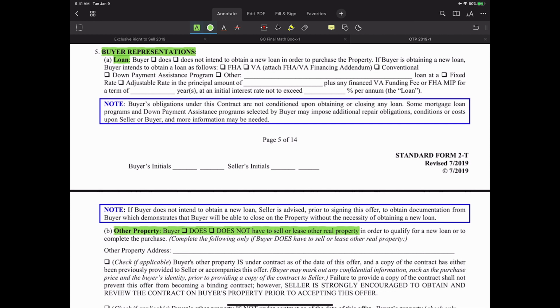Yeah, and while these questions look tricky, your buyer will be working closely with a lender, and you will have access to that information. If you ask the buyer, they'll give this to you, so you'll know how to fill in the blanks of this. It won't be a mystery.